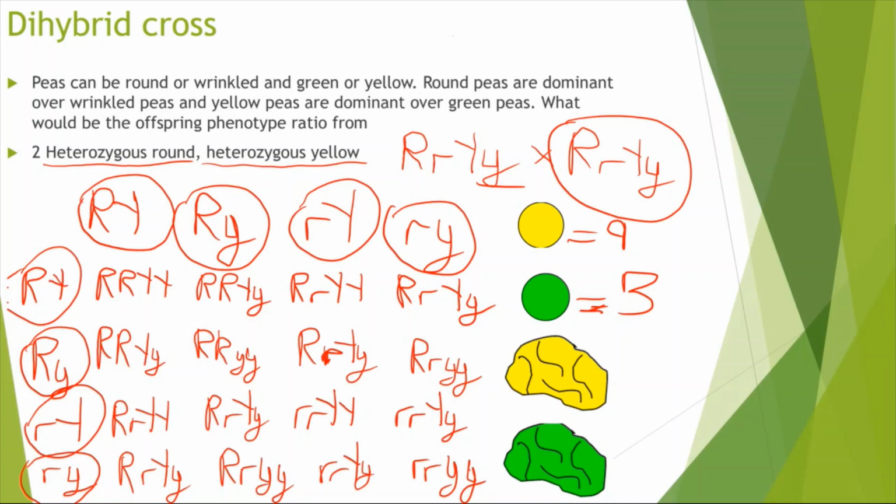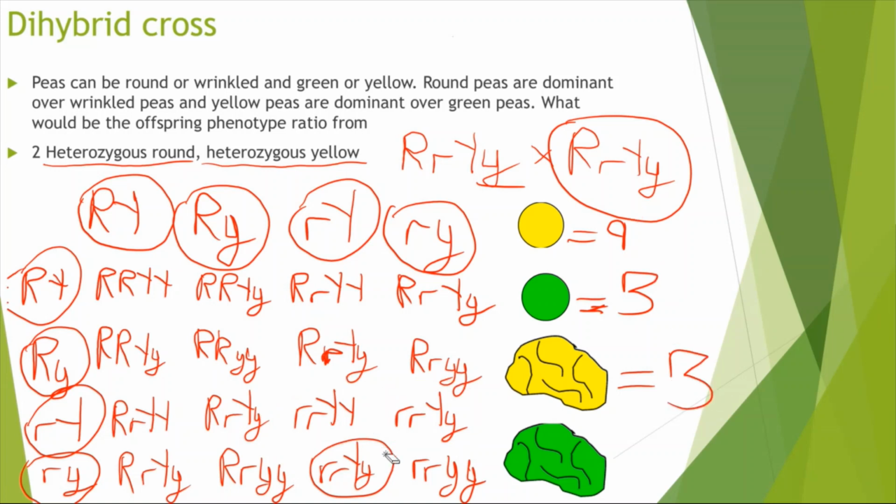My next one is yellow and wrinkled. So I would have to have both lowercase r's and an uppercase Y in this case. So I'm going to be looking to circle them now. So I can see that I have one there, and finally one there. So I can again only see 3.